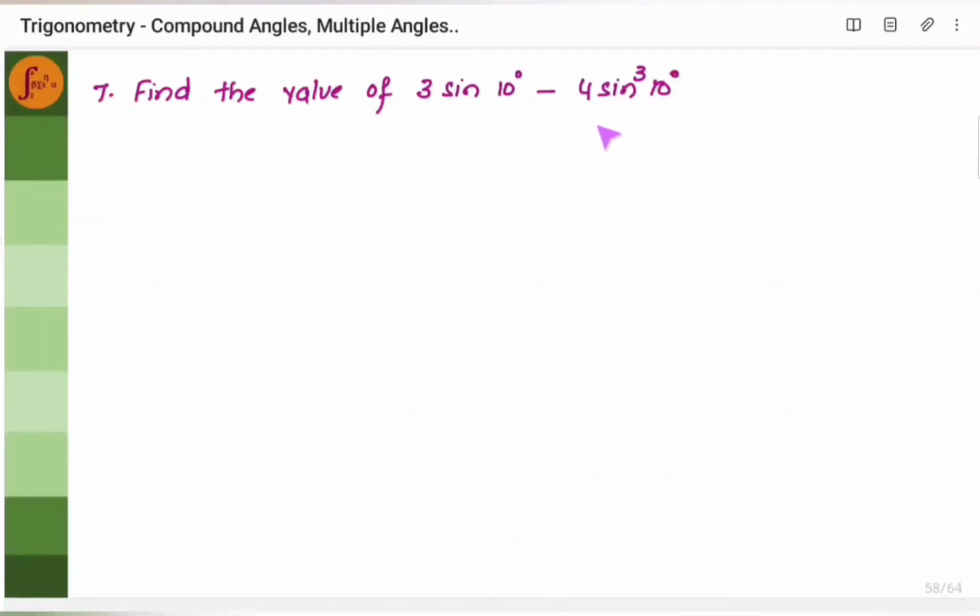Now let's solve another problem where we have to find the value of 3 sine 10 minus 4 sine cube 10 degrees. Now, in this case, if you look at this, this is nothing but the sine 3A formula. Sine 3A is 3 sine A minus 4 sine cube A. This is the sine 3A formula.